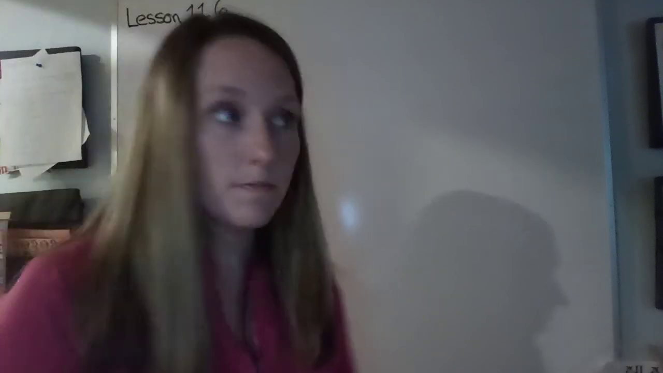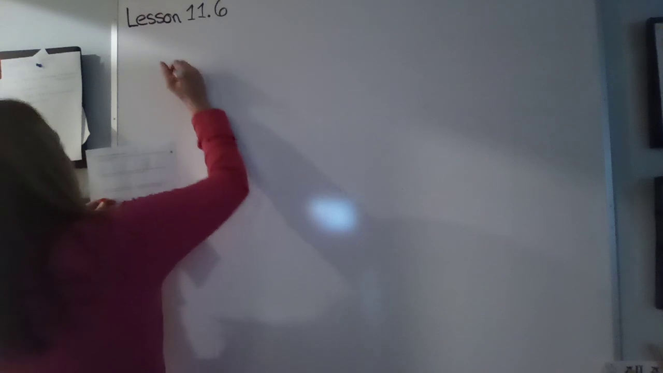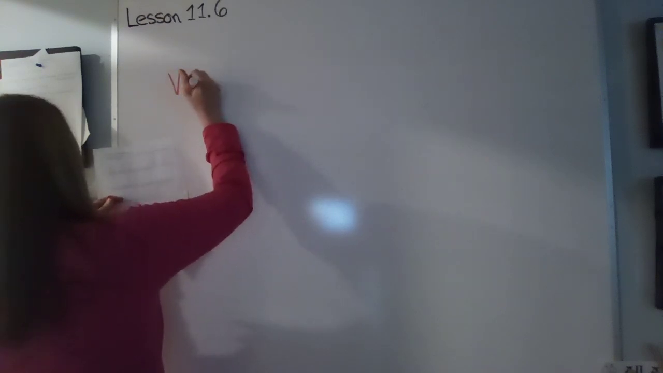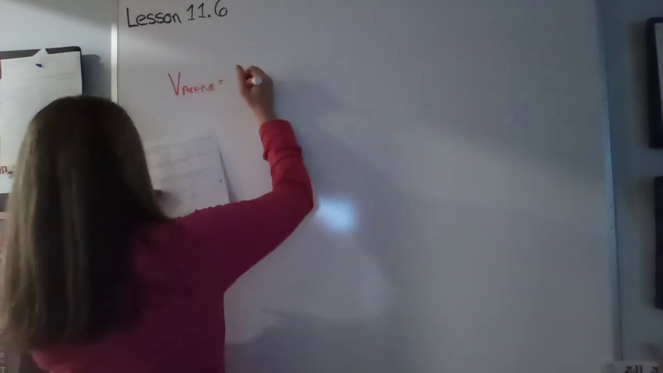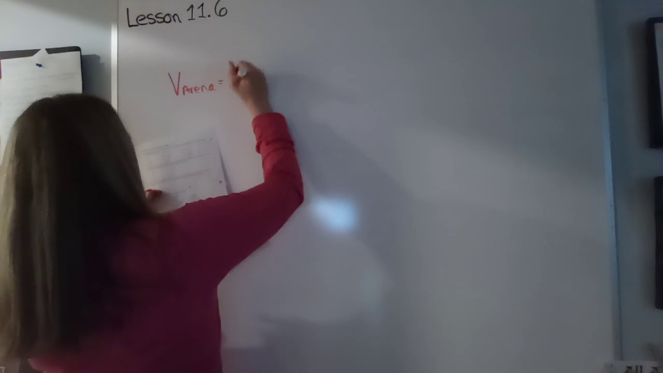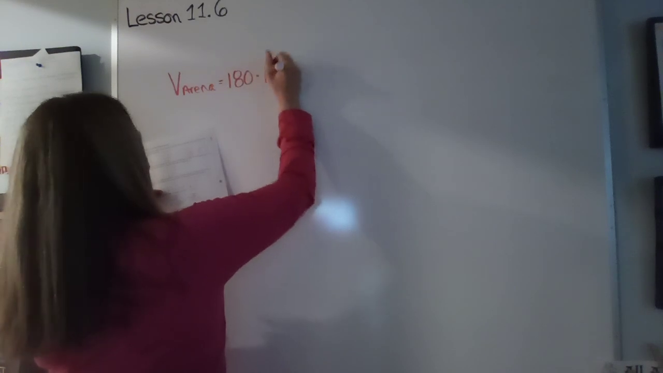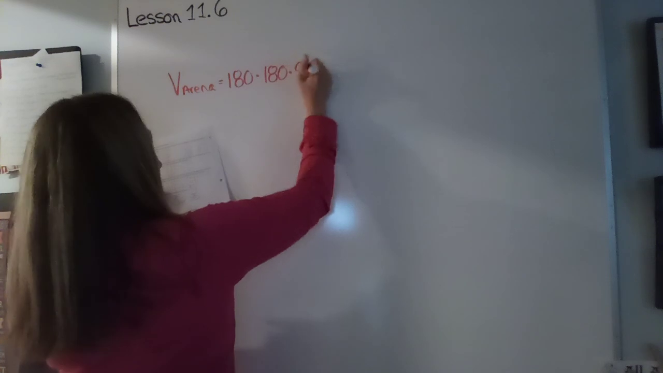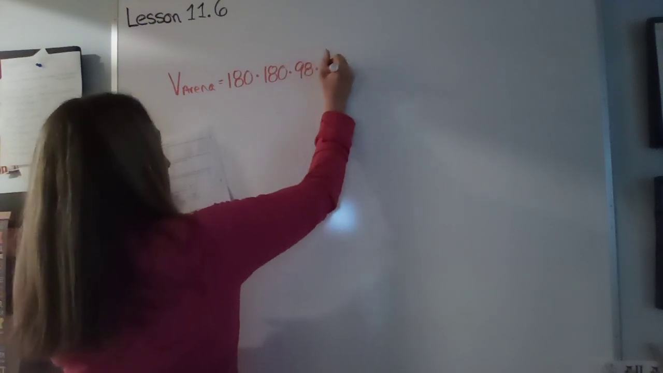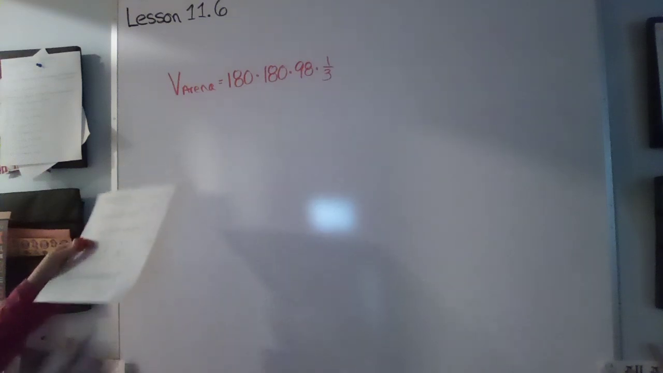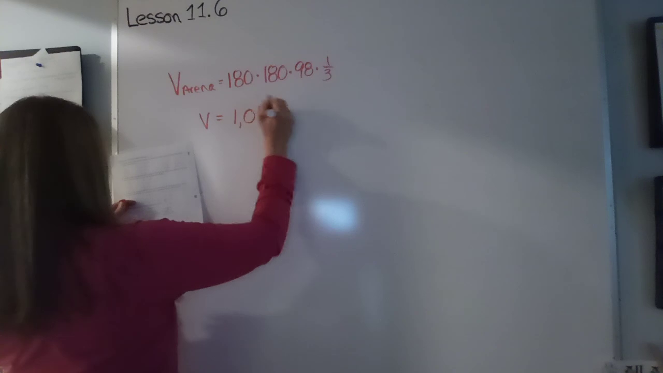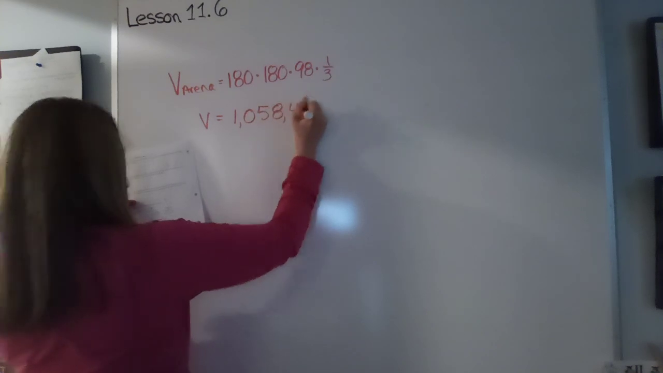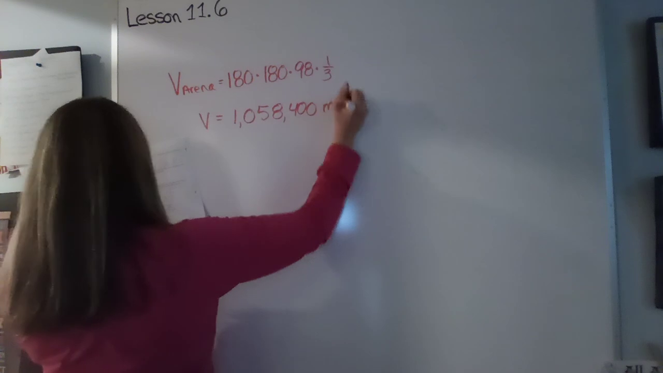Okay, so the volume of the arena is equal to 180 times 180 times 98 times 1/3. Right? So that's going to be a huge volume of 1,058,400 meters cubed.